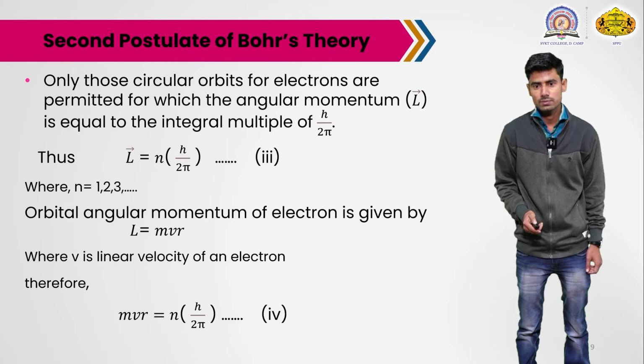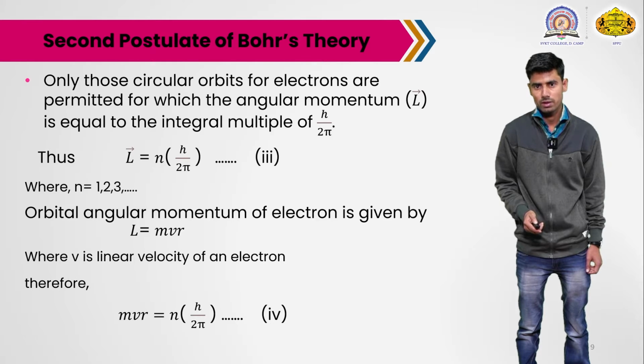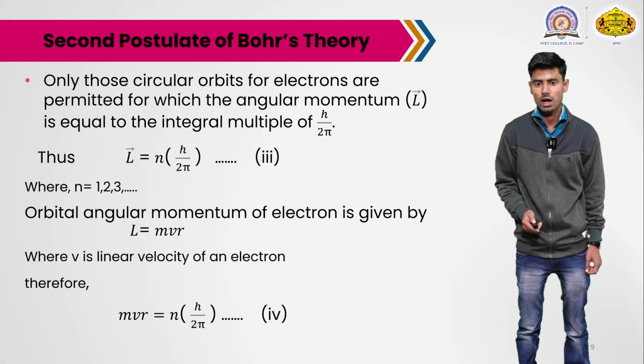According to the second postulate, we can write L equals n h upon 2 pi, where n is any integer. So the electron takes those values of angular momentum which are just integral multiples of h upon 2 pi. Now classically we know that whenever a particle is revolving in a circular orbit of radius r with linear velocity v and mass m, its angular momentum is given by L equals mvr, and by equating this we will get mvr equals nh upon 2 pi.